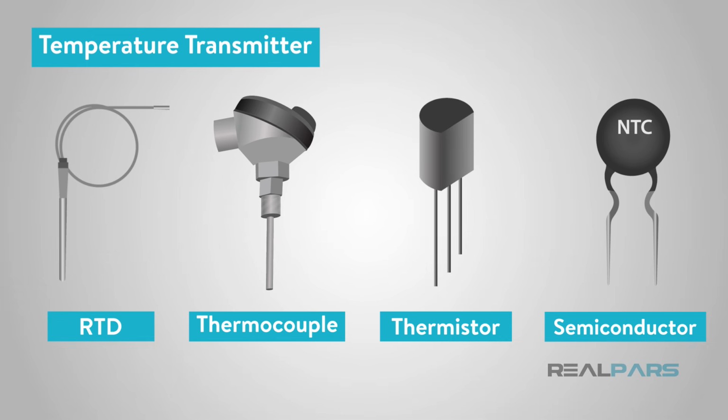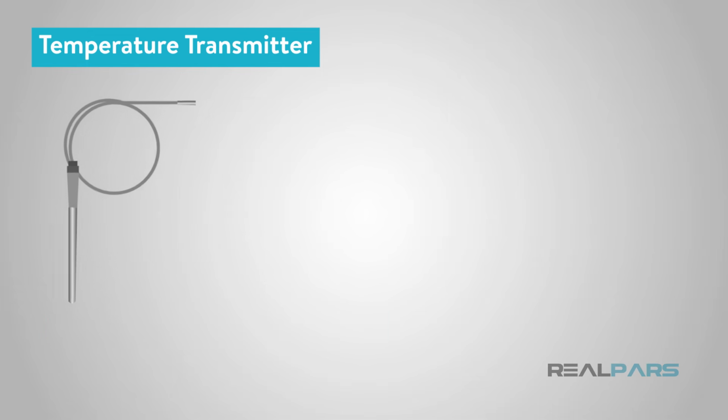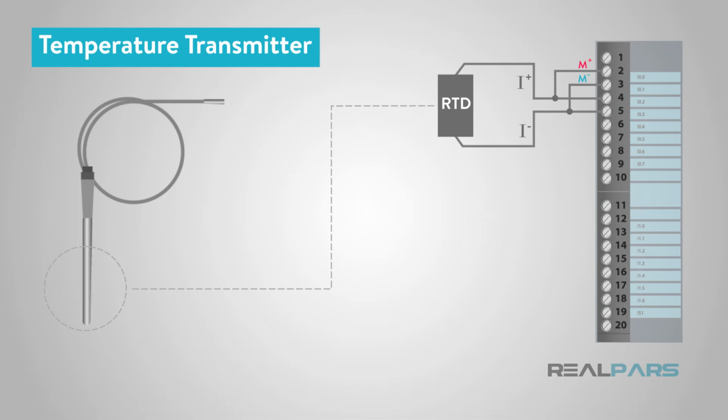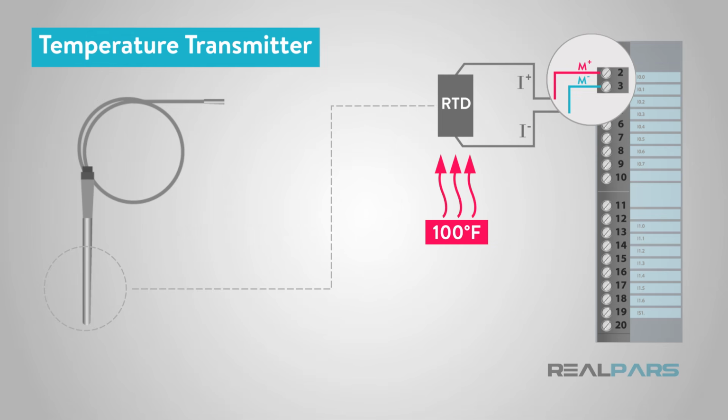Now, let's get back to different temperature transducer technologies. RTD, or resistance temperature detector, is a device, the resistance of which varies with the temperature. Since it is a passive device, an external electrical current should be applied to it, and then the voltage drop across it can be measured. This voltage is a good indication of the temperature.